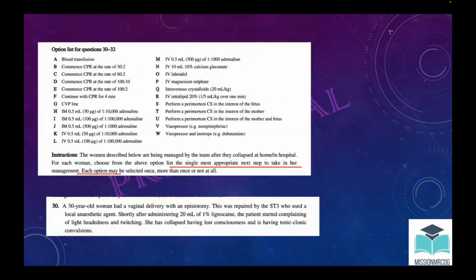30-year-old woman, episiotomy was given. She was administered 1% lidocaine. She has lightheadedness and twitching, and collapsed. What will you do? Lignocaine toxicity. Yes, Intralipid you will consider.